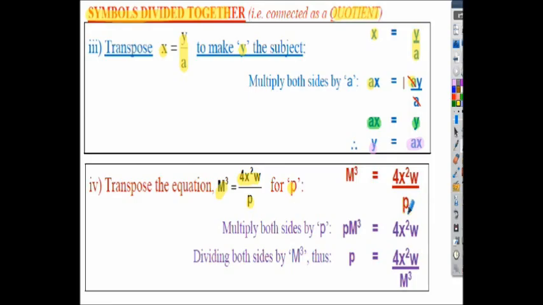On the next line I've multiplied both sides by p. So on the left hand side I have p multiplied by m cubed. On the right hand side that's equal to 4 multiplied by x squared multiplied by w. But of course on the left hand side I don't want p multiplied by m cubed, I just want p. So after p and the m cubed are multiplied together, I now divide both sides by m cubed. So on the next line I have p is equal to 4 multiplied by the x squared multiplied by w, all divided by m cubed. So I've rearranged the equation for p.